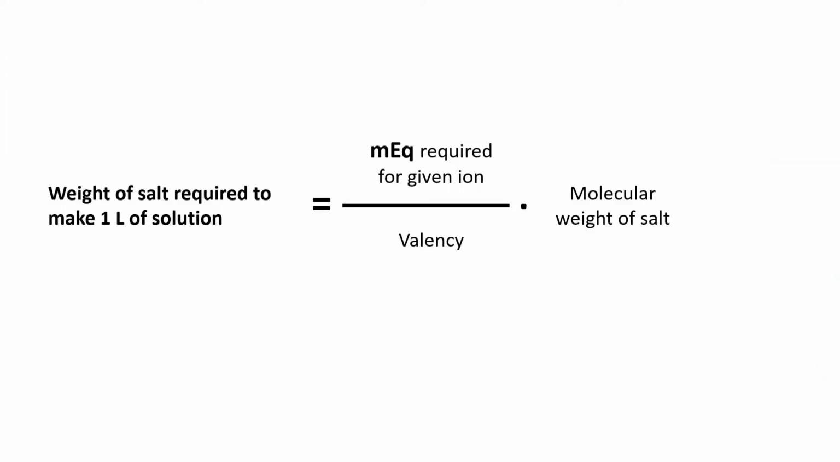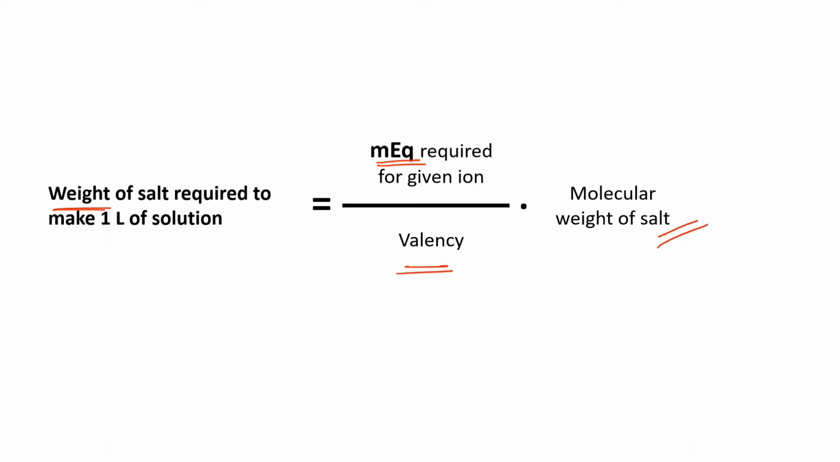This is the formula which we will be using for weight calculation. Weight of salt required to make 1 liter of solution is equal to milliequivalents required for the given ion divided by valency of that particular element whose ionic concentration we are calculating, multiplied by molecular weight of the salt which we will be weighing to prepare the ionic solution.